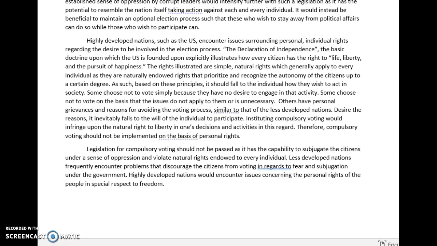Conclusion. Legislation for compulsory voting should not be passed as it has the ability to subjugate the citizens under a sense of oppression and violate the natural rights endowed to every individual. Less developed nations frequently encounter problems that discourage the citizens from voting in regards to fear and subjugation under the government. Highly developed nations would encounter issues concerning the personal rights of people in special respect to freedom.